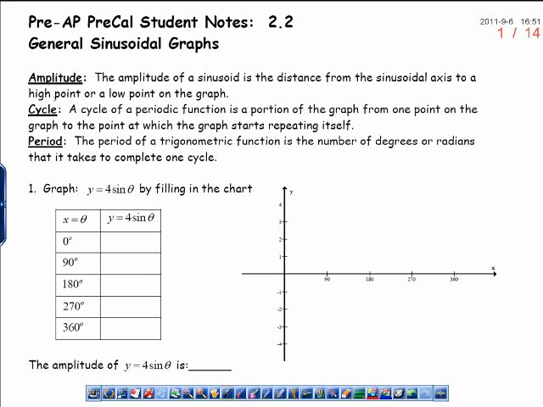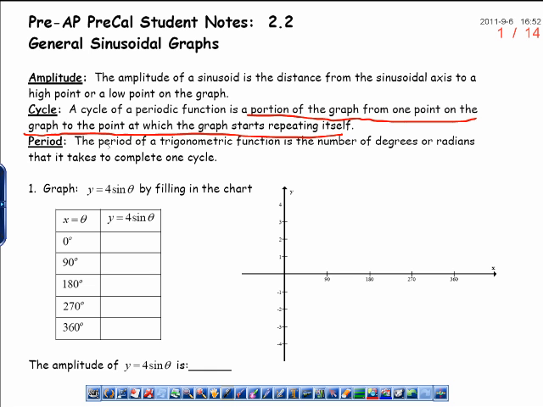Okay, cycle. Again, this is another word you should be used to, but in this context, a cycle of a periodic function, periodic meaning sinusoidal, it's a repeating pattern. A cycle of a periodic function is a portion of the graph from one point on the graph to the point at which the graph starts repeating itself. Okay, so we saw in spaghetti trig that the sine and cosine graphs look like a wave, and the cycle of the parent function was 2 pi. And we'll talk more about how that cycle can change, and that will change something else called the frequency.